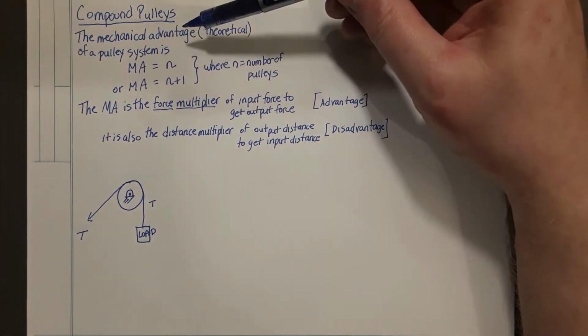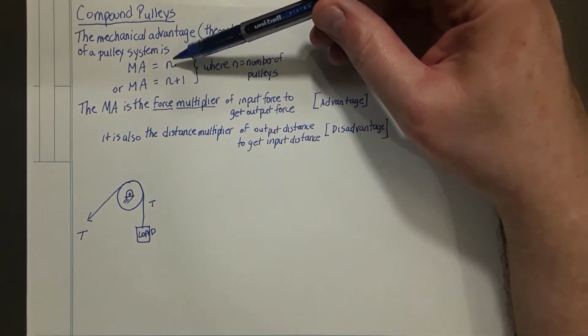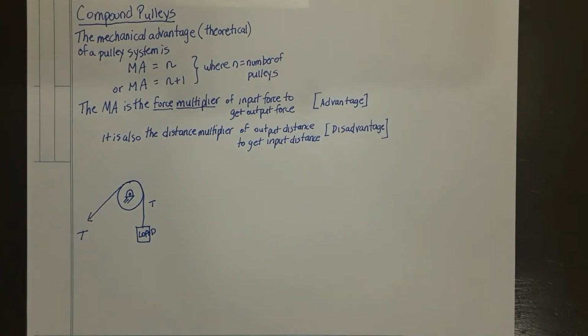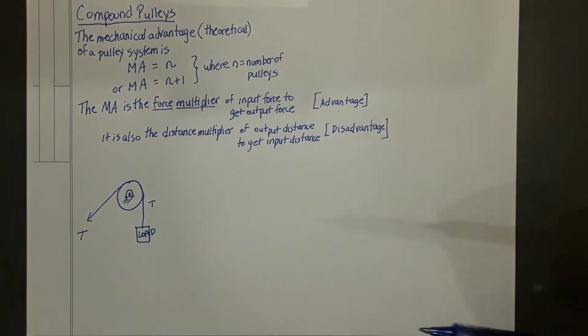So there's a theoretical mechanical advantage of a pulley system. It is either equal to n or n plus 1, where n is the number of pulleys. And all it requires is rewiring how you use your pulley, and you can increase your mechanical advantage by the number of pulleys plus 1.